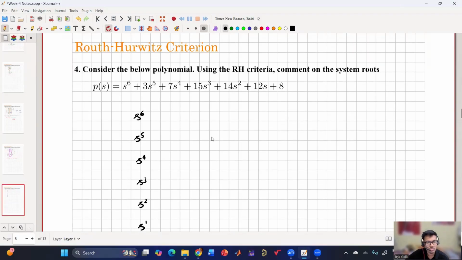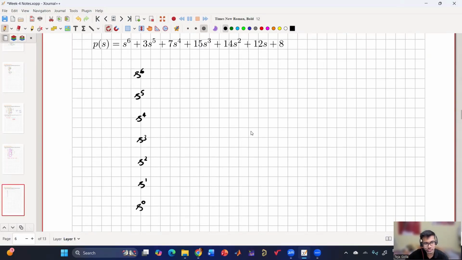So what will be the first row? 1, 7, 14, 8. Second row? 3, 15, 12, 0. Yeah, very good. So let us start from this first row. So 3 into 7 minus 15 by 3. So what is the first element?